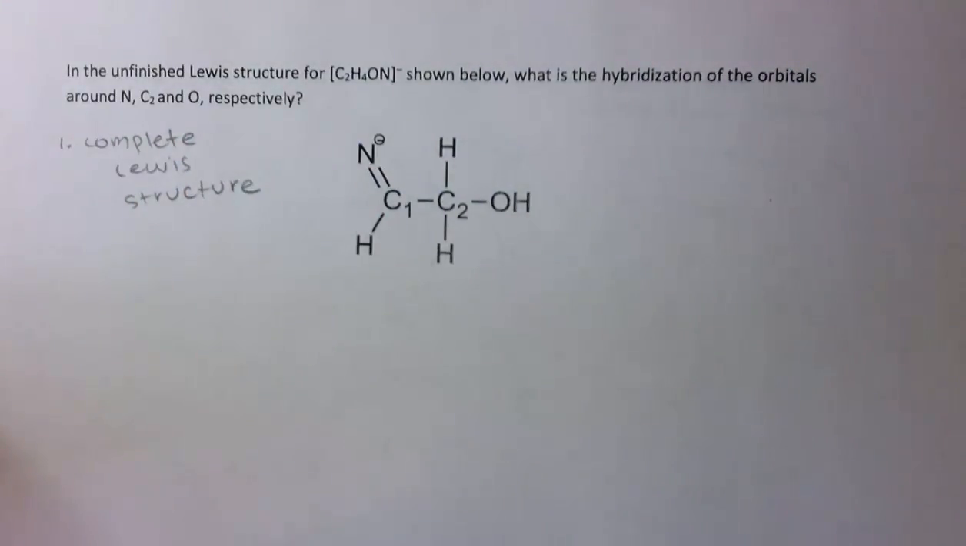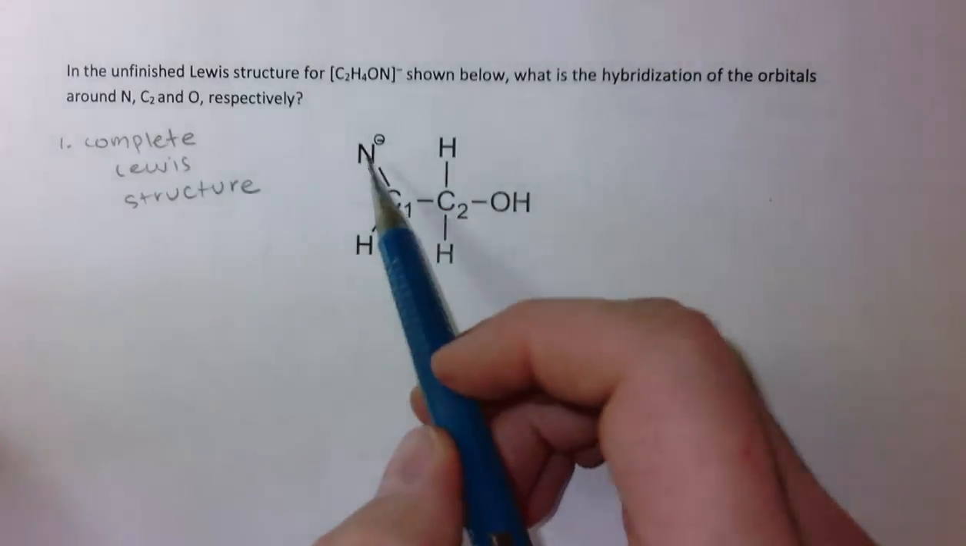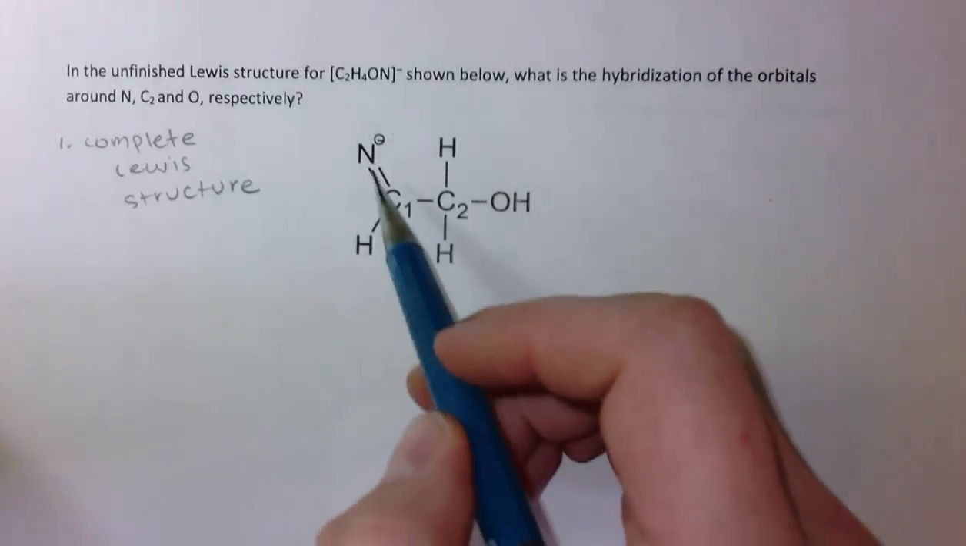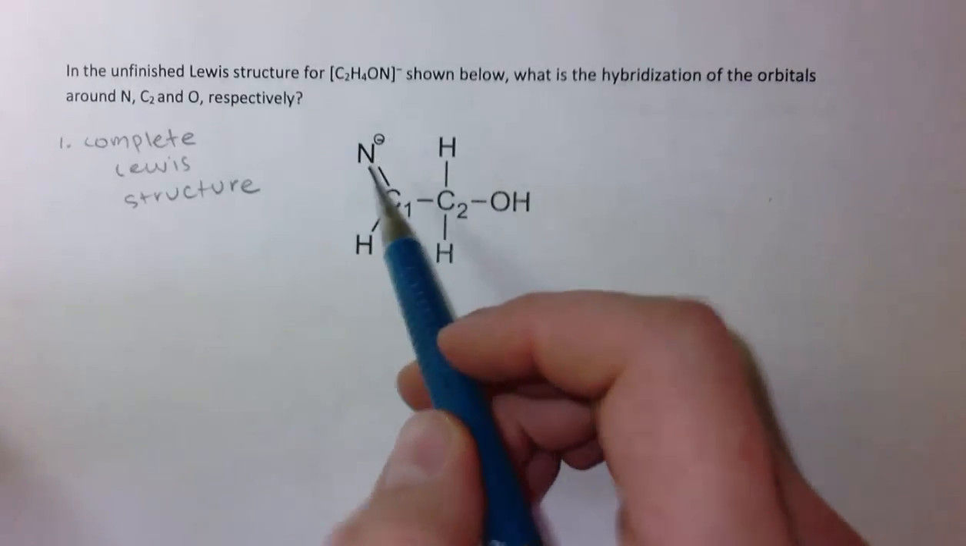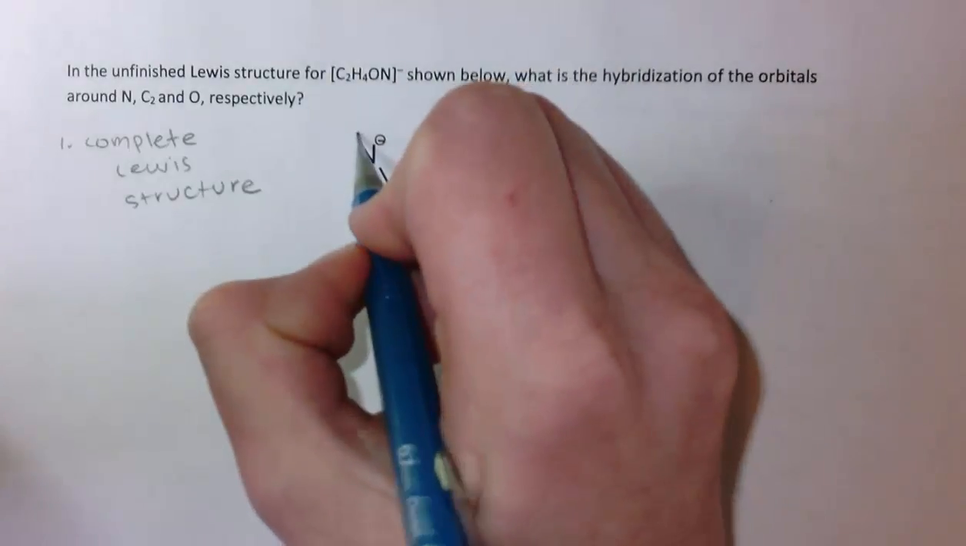Because in our case, we can't see where the lone pairs are because this is unfinished. So to start with nitrogen, we see that it has 4 electrons due to this double bond. To complete its octet, I'm going to add 2 lone pairs here.